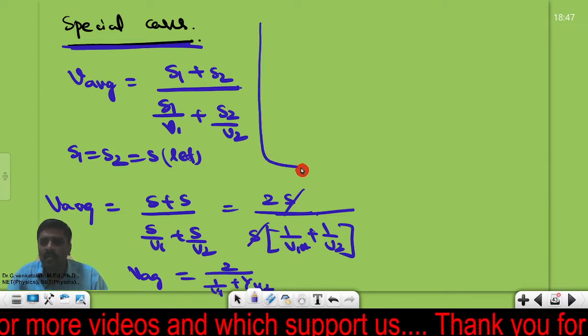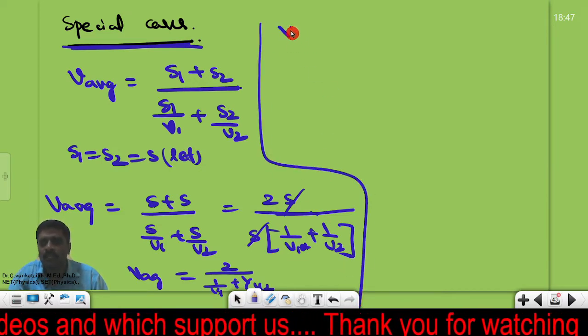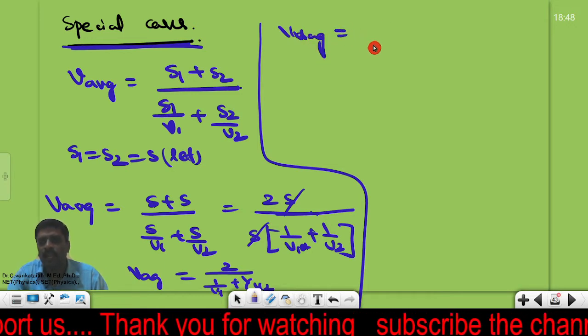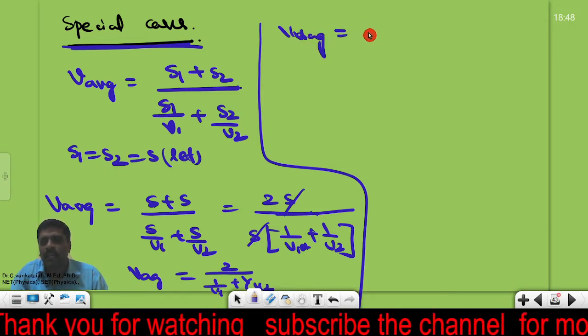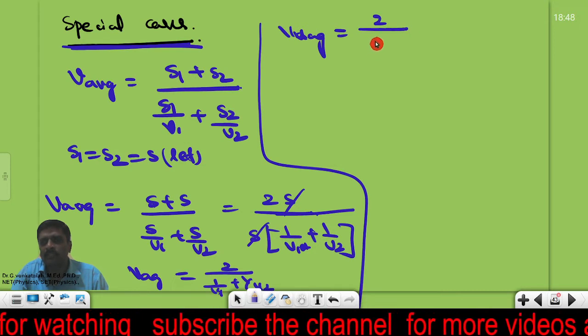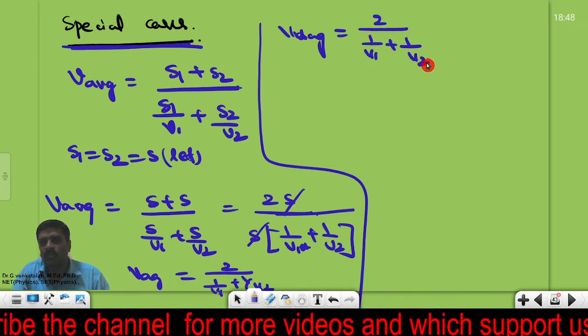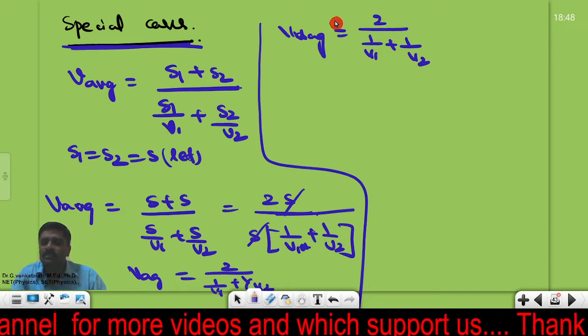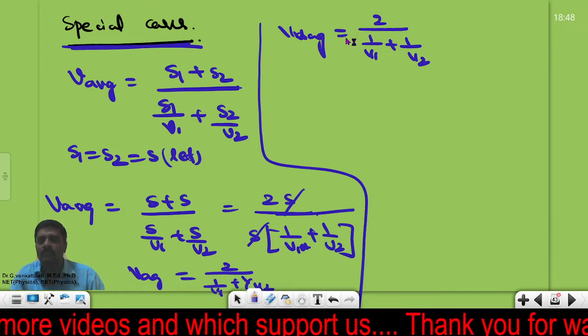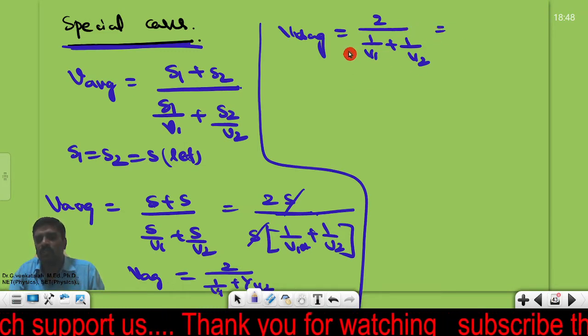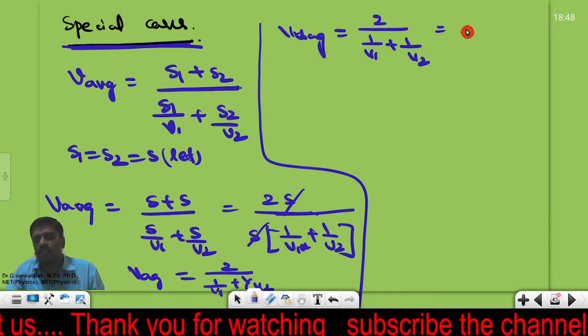Please look at this formula: V average is equal to 2 divided by (1 by V1 plus 1 by V2). This is nothing but the harmonic mean. This formula is the harmonic mean of the individual speeds.